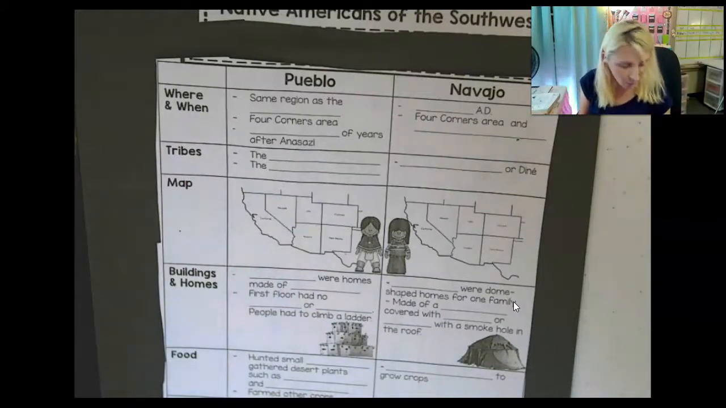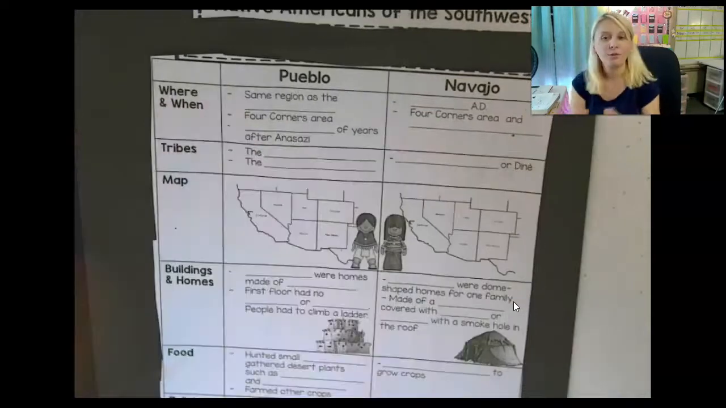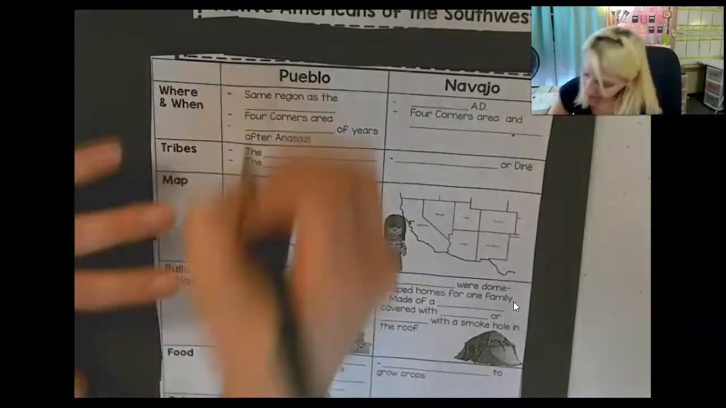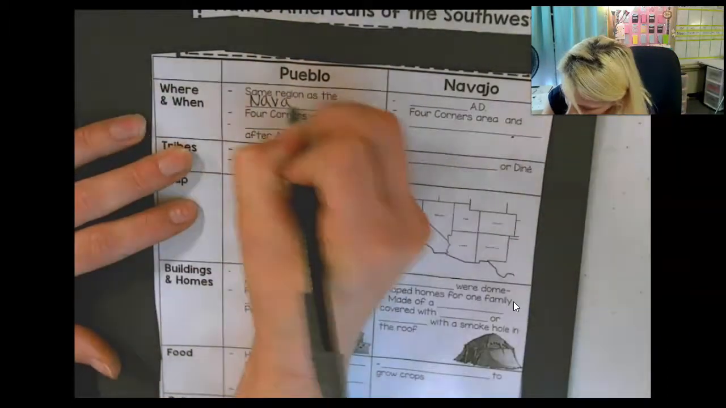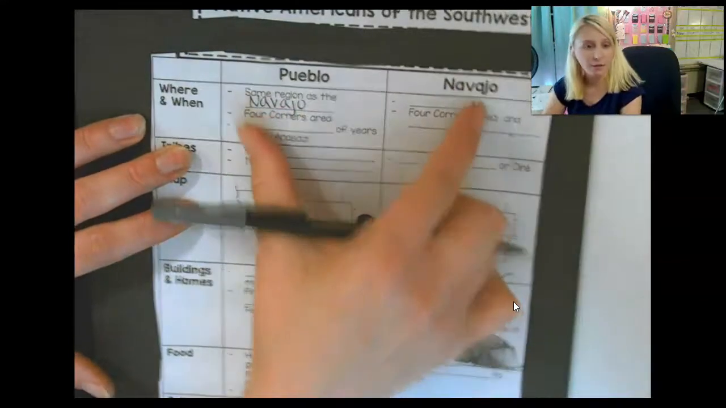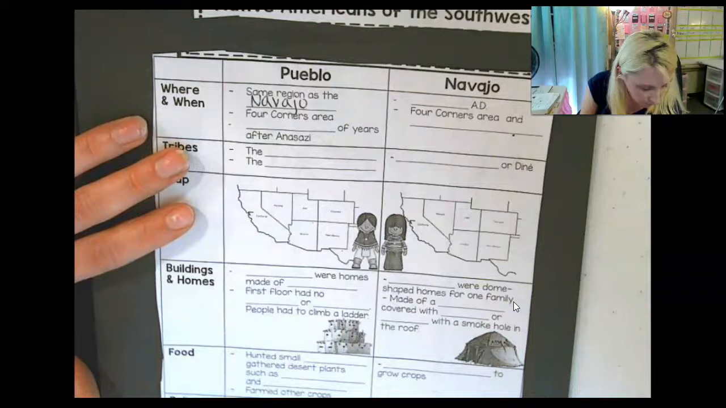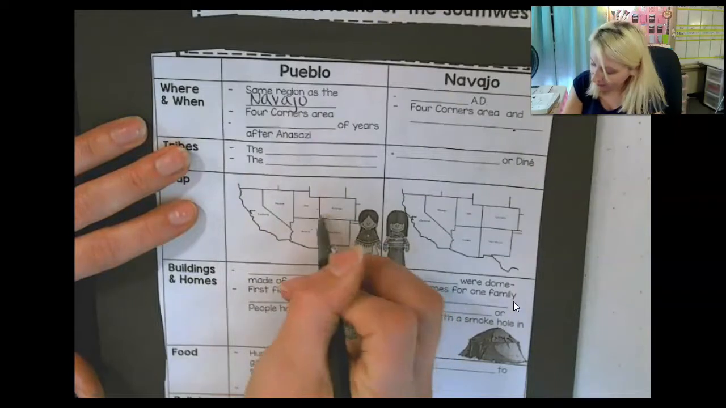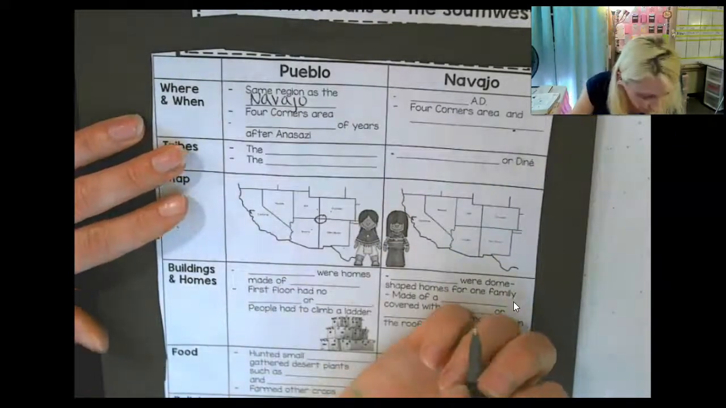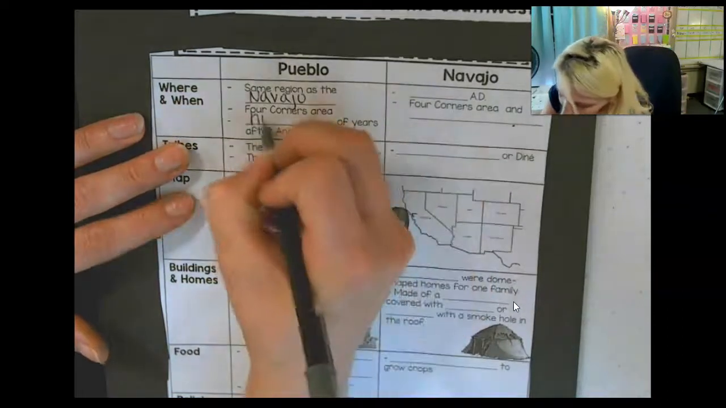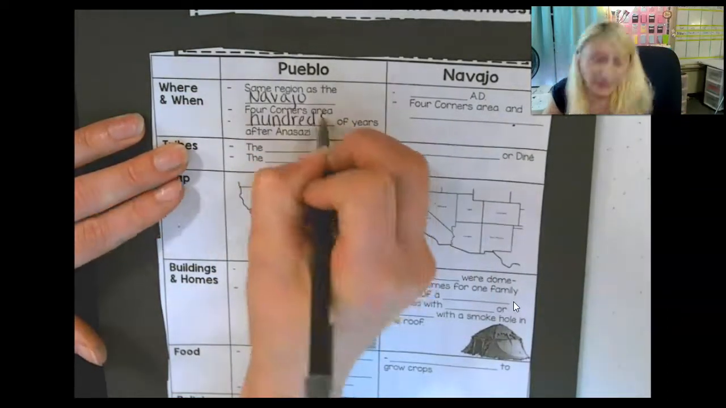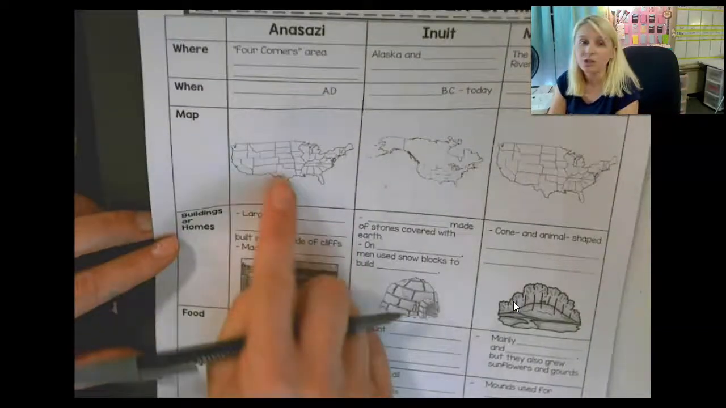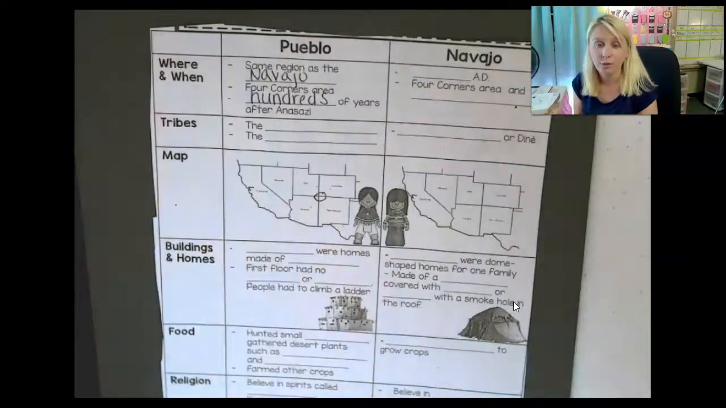Alright, so the Pueblo, where and when, they put those two together this time. The Pueblo lived in the same region as the Navajo. So this group over here, they lived in the same area. They lived in that Four Corners area, where these four states meet at this corner, hundreds of years after the Anasazi. So the Anasazi lived, remember that group from last week? They lived in this same region, but they lived there hundreds of years before the Pueblo.